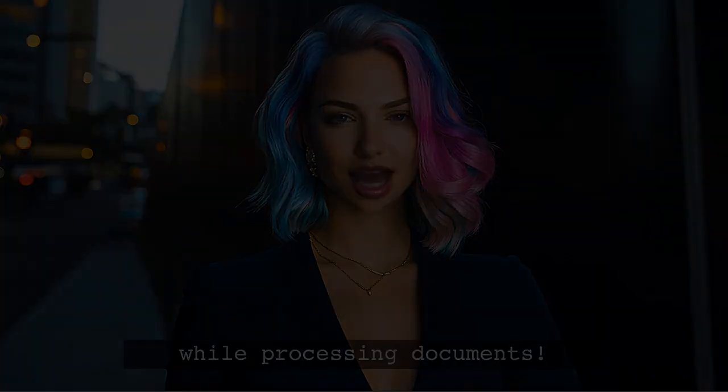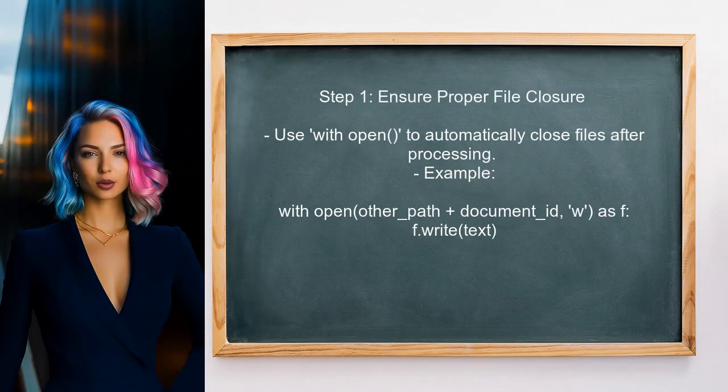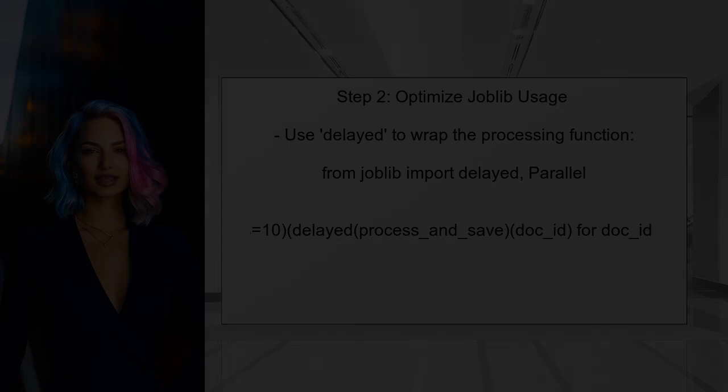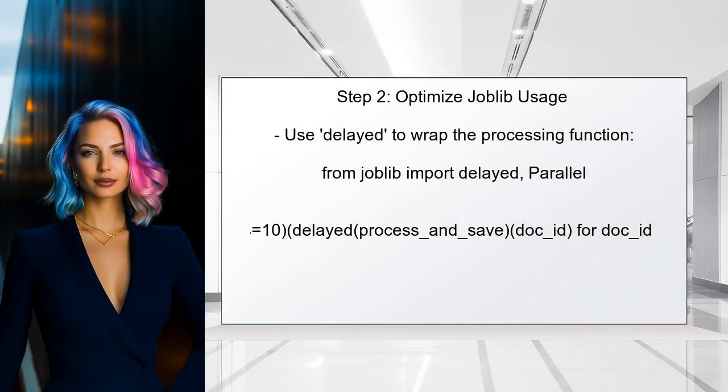To address the memory issue, the user should first ensure that files are being closed properly after processing. This can help free up memory that is no longer needed. Next, the user should consider using the delayed function from Joblib more effectively. This can help manage memory usage by controlling when tasks are executed.